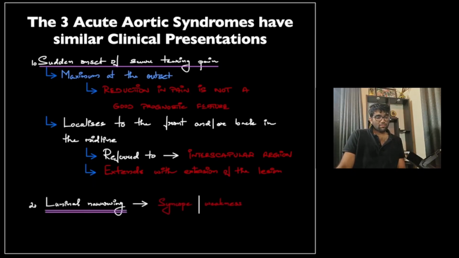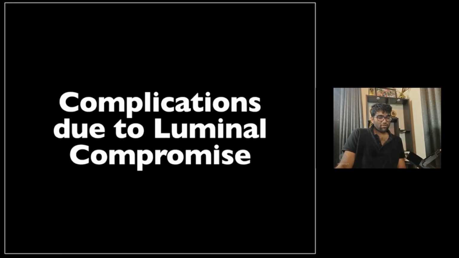The second presentation is due to luminal compromise, resulting in a decrease in the perfusion of the distal organ supplied by the branches of the aorta. So this can result most prominently in syncope or weakness, that is a type of stroke or a TIA in patients who have involvement of the carotid arteries. Third, there can be compression of adjacent structures.